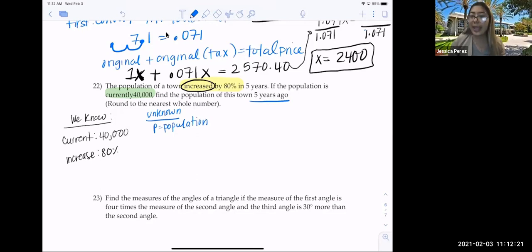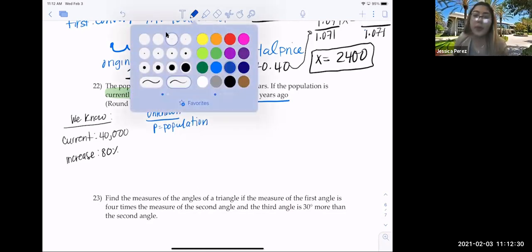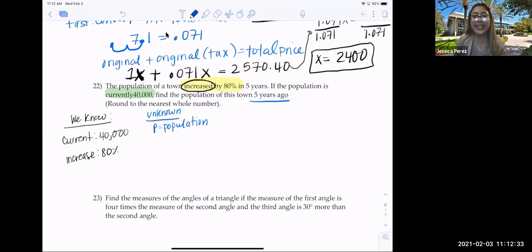So we need to create again an equation that states the population 5 years ago. The way that we're going to do that is first we need to convert 80% to decimal. How do we do that? We already learned how to do that. We need to move twice. So we have 80. We need to take the decimal, bring it to the left twice. 1, 2. This is 0.8 or 0.80. It's the same thing, actually.